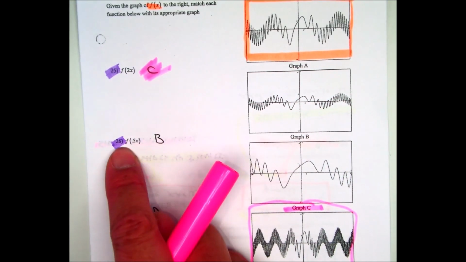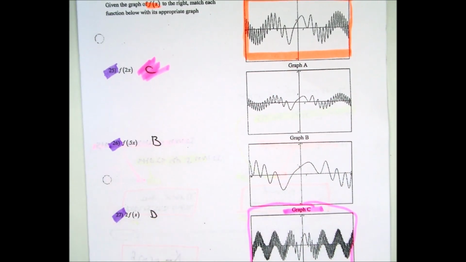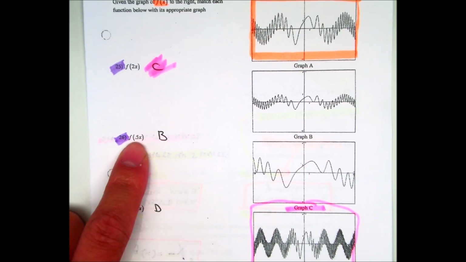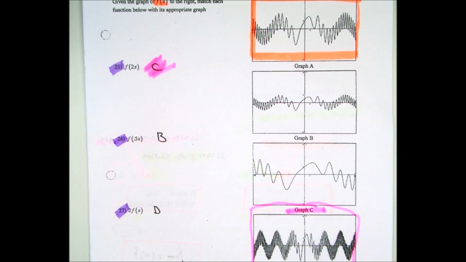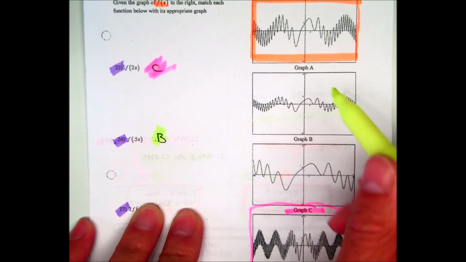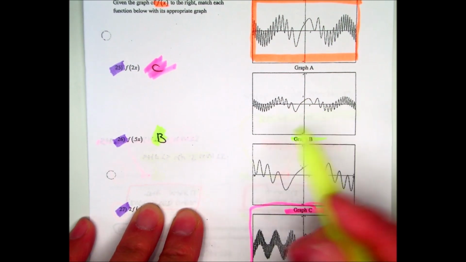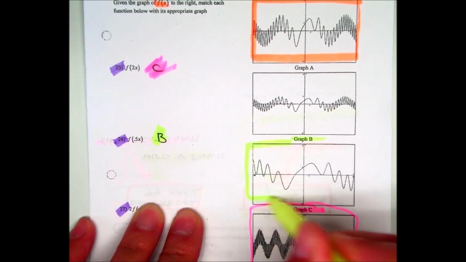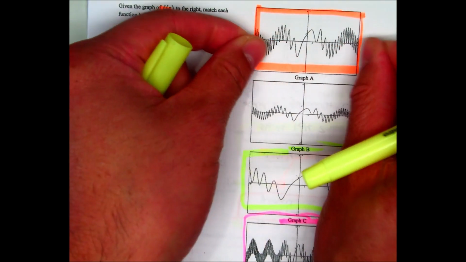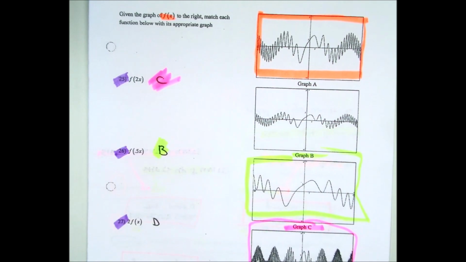Question number 26. When it has 0.5, so that's a number less than 1, your graph's going to be stretched out horizontally. So that would be graph B. Notice how this one has kind of pulled out. So if I could pull that out, that's what it's going to look like.